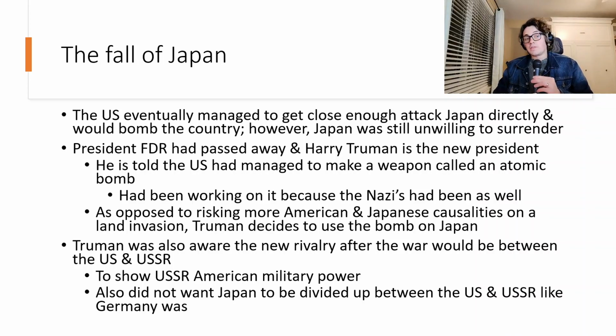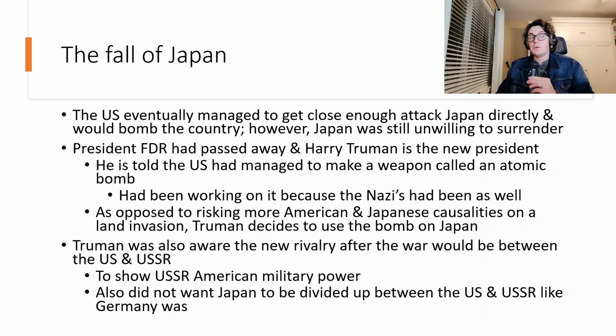Truman's also aware of the new rivalry coming on the scene between the U.S. and the USSR. If you looked over at Germany, Russia helped in the defeat of Germany, and because of that, they got a chunk of Germany. The U.S. does not want Russia to get a say in the rebuilding of Japan because Truman sees it on the walls already. The next fight is going to be between communist Russia and capitalist United States.